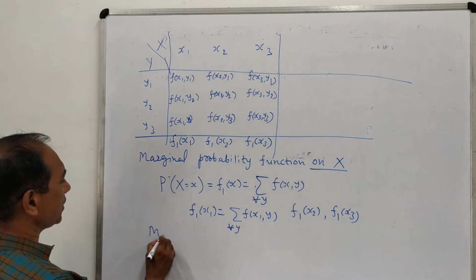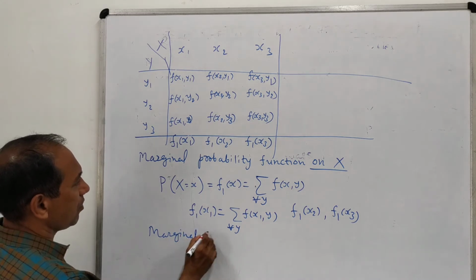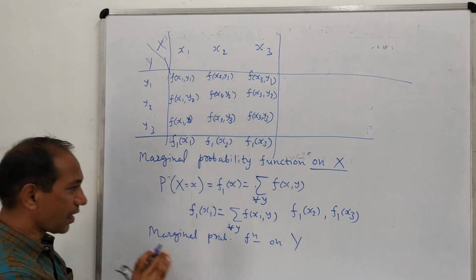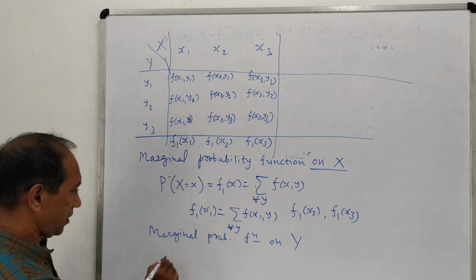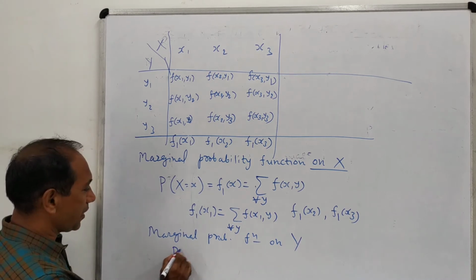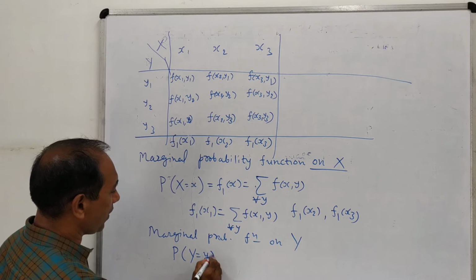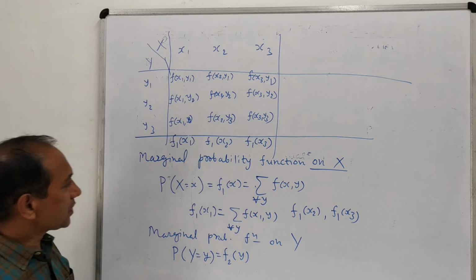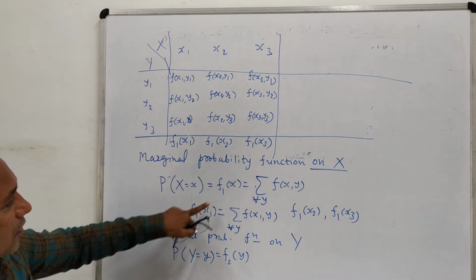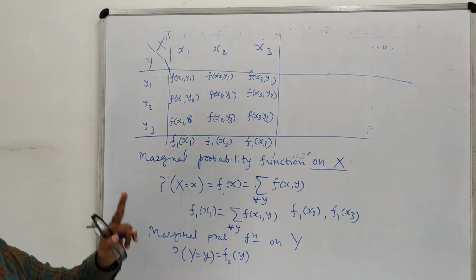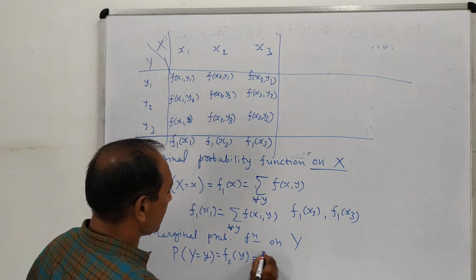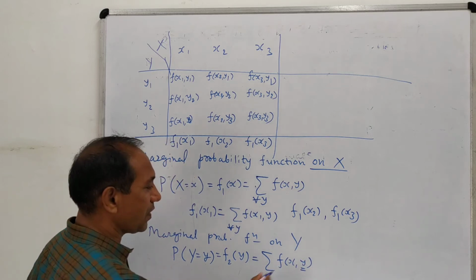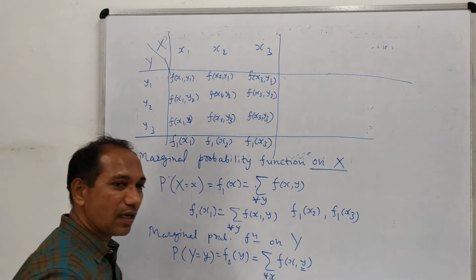Similarly, we can find the marginal probability function on y. Here the value of y will be fixed, so we write y equal to small y, and we denote this as f2(y). That means the one based on x we denote as f1, and the one based on y we denote as f2. This is the sigma of f(x, y). Here y is fixed and x will vary, so this sigma will run over x.